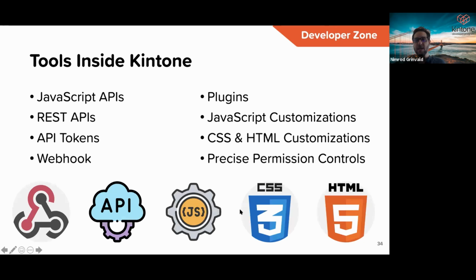Inside of Kintone, we've got a sophisticated interface for developers to use. We have an open, available, and free JavaScript API that you can hook into, a REST API. We have API tokens set up so that you've got a better way to authorize access to the API, web hooks to kick off payloads to other third-party sources, and then I had mentioned plugins, JavaScript customization. You can also customize CSS and HTML to create custom views and have very rigorous, granular, and precise permission controls so that you're making sure the right people are seeing the right things.